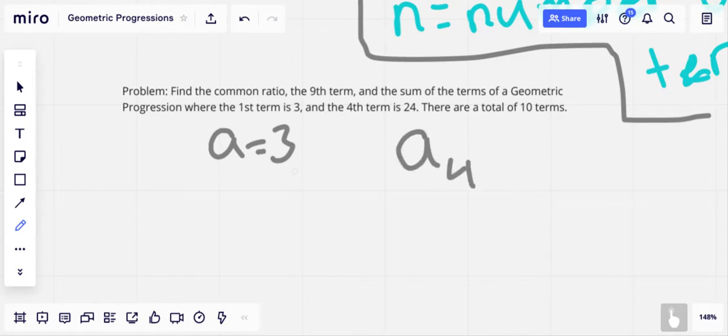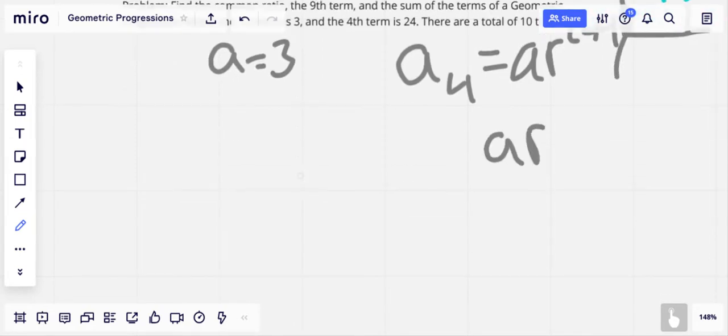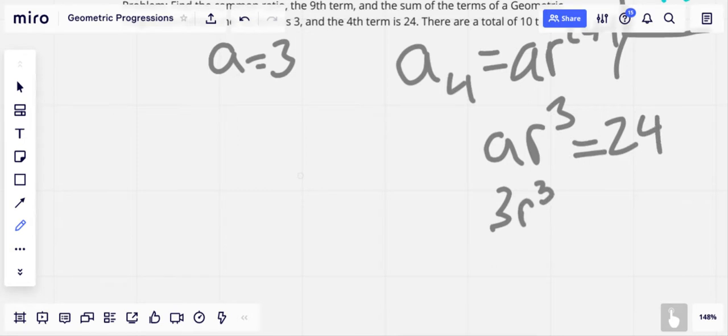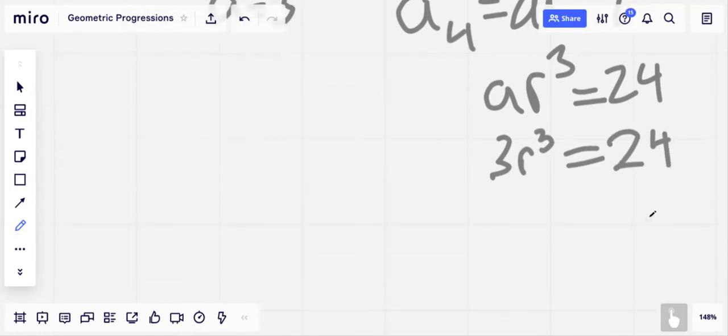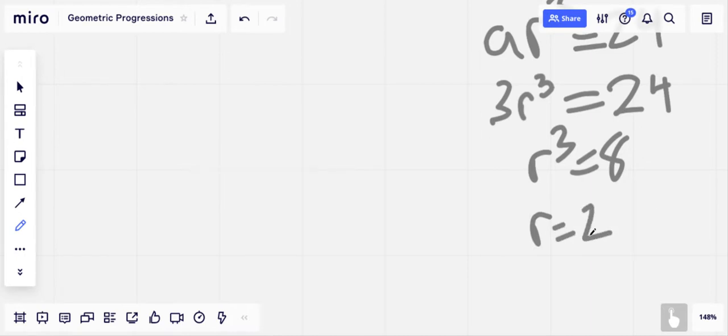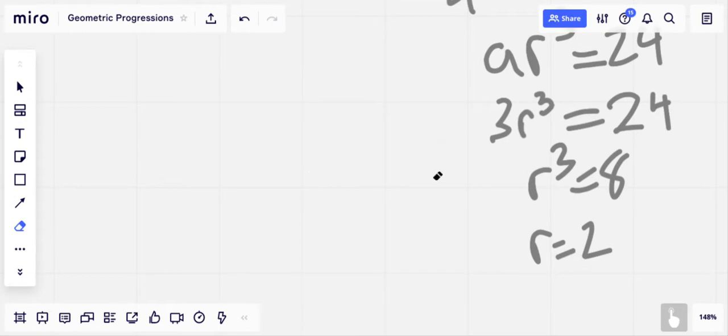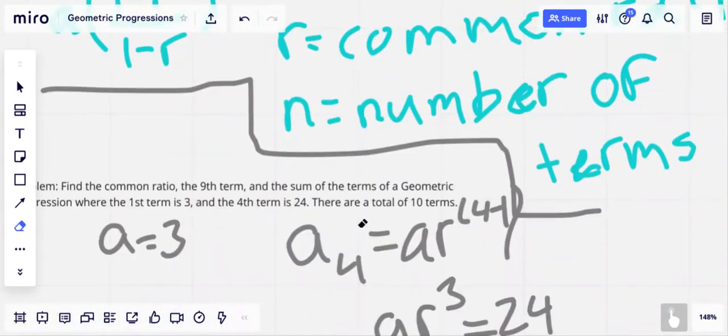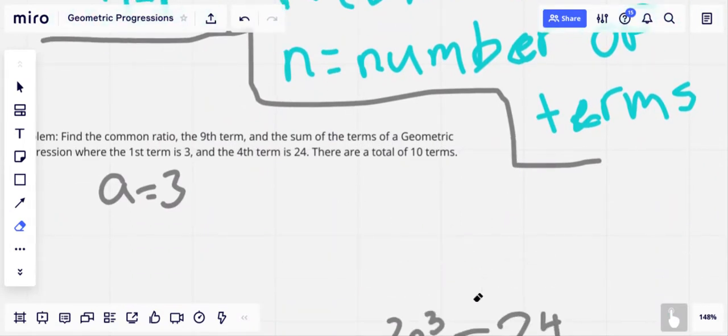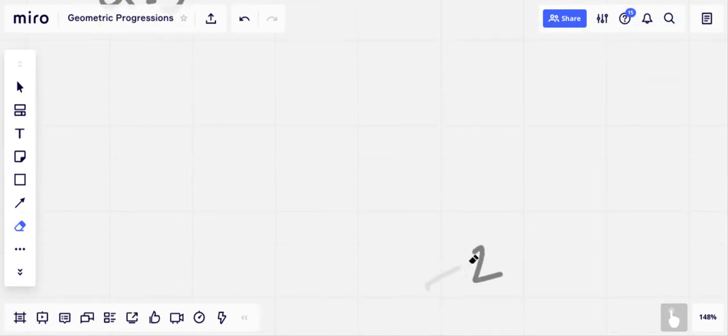So a subscript 4 is equal to, using the formula we saw earlier, a times r to the power of 4 minus 1, which is a times r cubed. Substituting, 3r cubed is the standard form for the fourth term, and the fourth term in this example is 24. So 3r cubed is equal to 24, then r cubed is equal to 8, and the cube root of 8 is 2, so r is equal to 2. Now we know that r is equal to 2 and a is equal to 3.